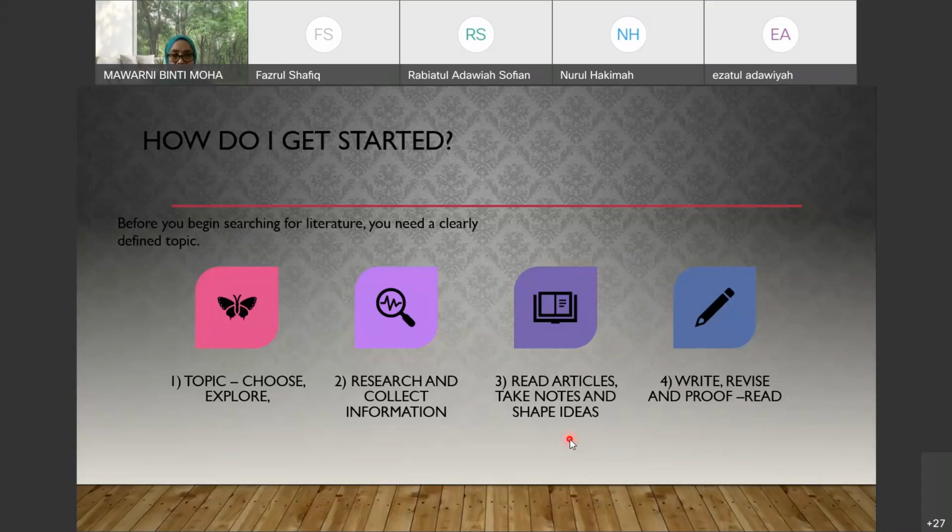What's the topic? What are the instruments? Who are the authors? What is the issue? What are the aims, the objectives of the research? What are the research questions? What are the instrumentation or the methodology used? What are the findings and what are the recommendations? You have that or you understand, okay? And then you start writing, revise and proofread.